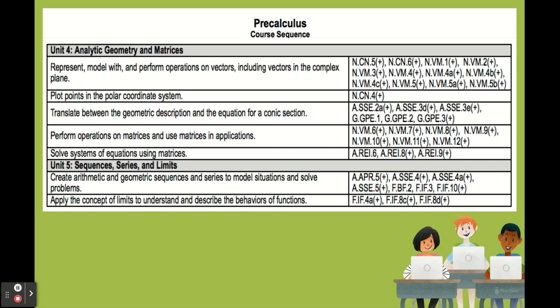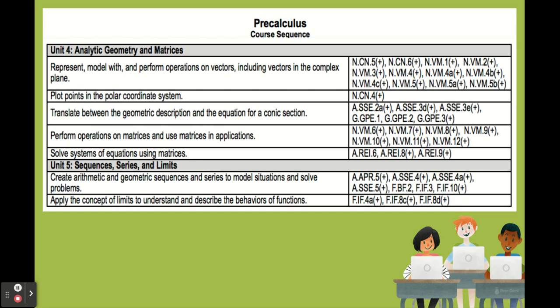Sequence, series, and limits. So here is purely getting you ready for calculus, because in calculus you have to evaluate integrals, and integrals have to do with limits, right? So for instance, what does the function y equals x go to as x increases to infinity? What happens to that function? Does it get closer to a number? Does it not get closer to a number? Does it equal infinity? Those are the things you will be working on here.